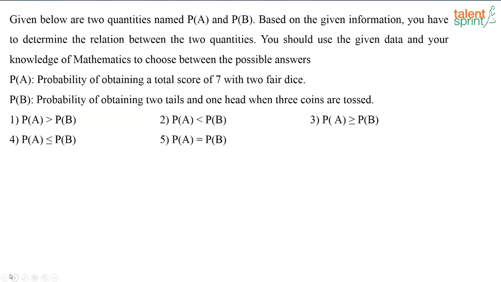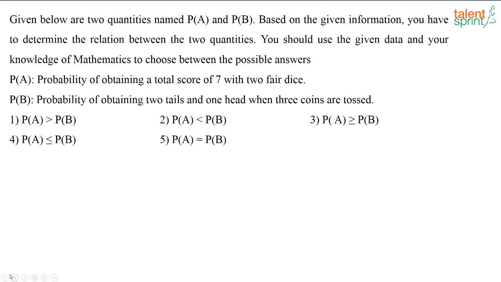Next question. Given below are 2 quantities named P of A and P of B. Based on the given information, you have to determine the relationship between the 2 quantities. You should use the given data and your knowledge of mathematics to choose between the possible answers. So they have given P of A represents probability of obtaining a total score of 7 with 2 fair dice. P of B represents probability of obtaining 2 tails and 1 head when 3 coins are tossed.